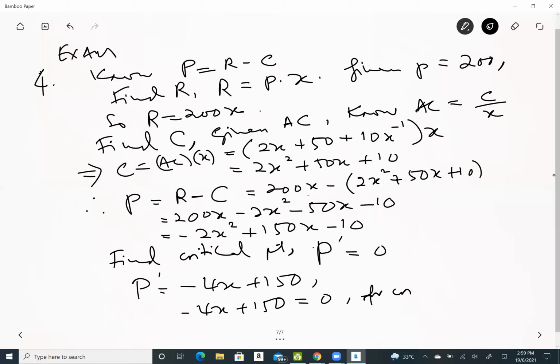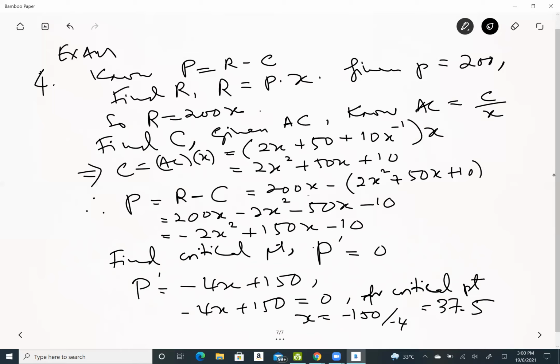You don't have to write this one up, but I will just write it down so that we know for the critical point. So what is x? x is equal to negative 150 over negative 4, and that will be equal to 37.5. All right. So that is our critical value of x. If you want to find the critical point, you find the value of P. But we keep that for later.